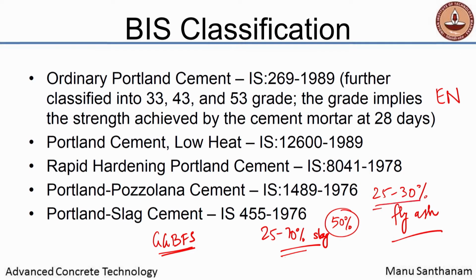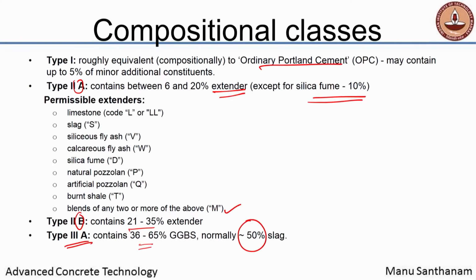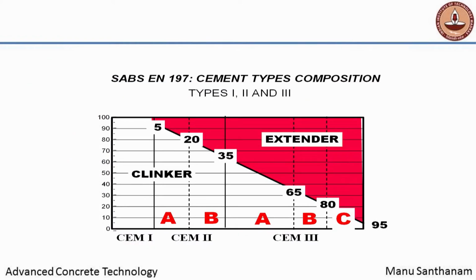With fly ash and PPC, 25 to 30% is typical. In slag cements, 50% is a typical number that you choose for the slag content. Okay. So, let us look at the types of cements and extenders.